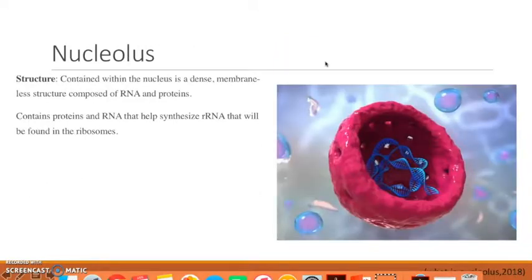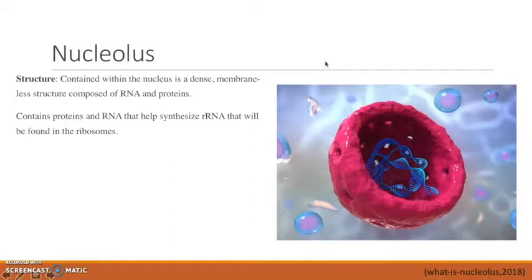Now let's talk about the nucleolus. It is contained within the nucleus. It is a dense and membraneless structure composed of RNA and proteins. It contains proteins and RNA that help to synthesize rRNA that will be found in the ribosomes.